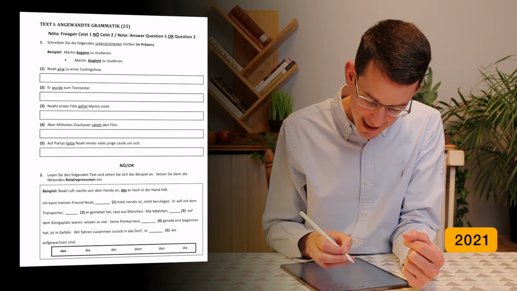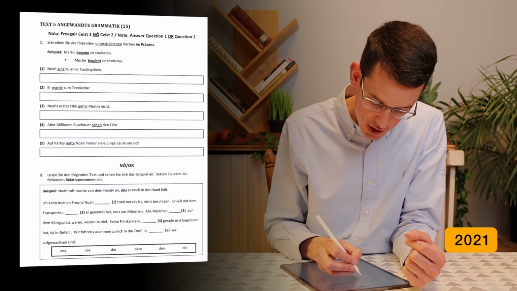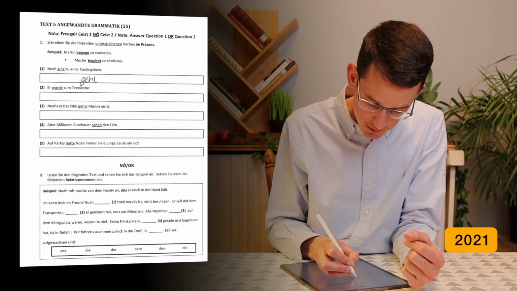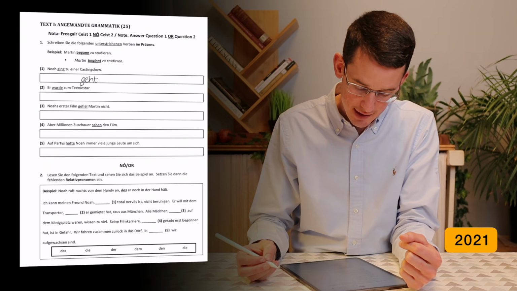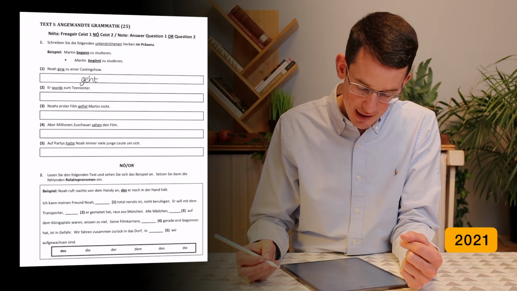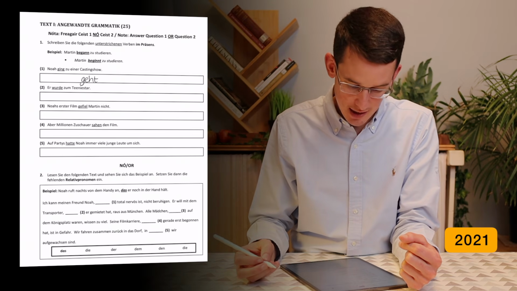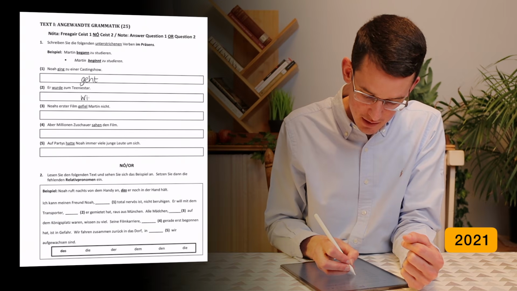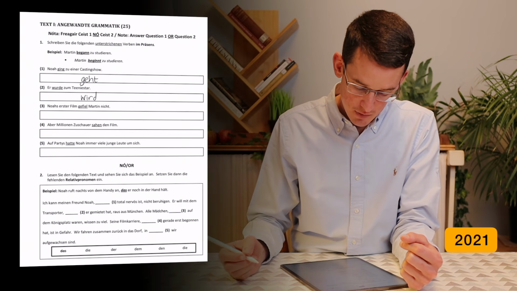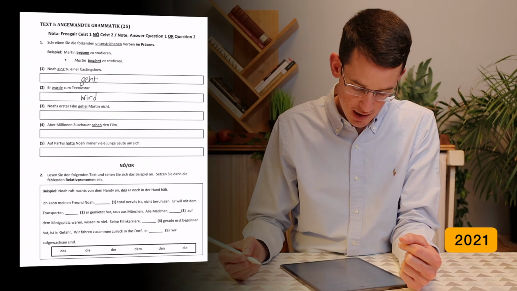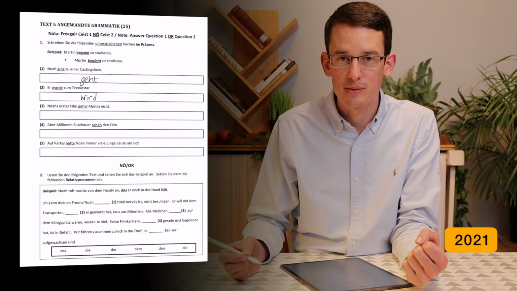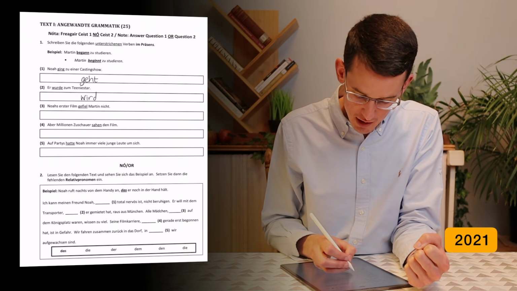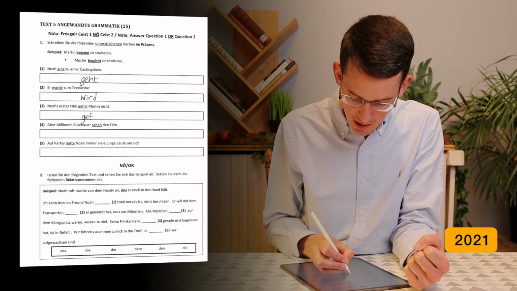And here we have the verb gehen in the imperfect, so the present tense would just be Noah geht zu einer Castingshow, like that. Wurde is he became, and we want to just put that in the present tense, so wird is in the present tense. Noah's erster Film gefiel Martin nicht, so Martin didn't like it, so you want to change this to present, and this is the verb gefallen.